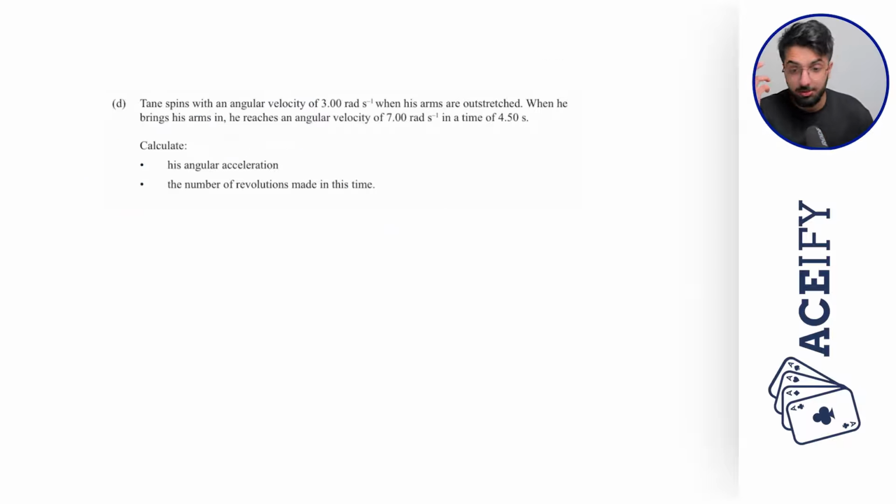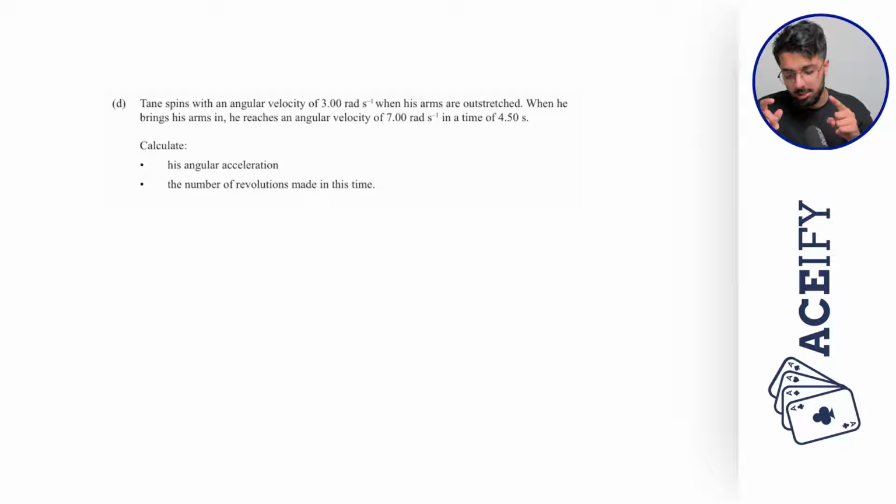Tane spins with an angular velocity of 3 radians per second when his arms are stretched out. When he brings his arms in, his angular velocity increases to 7 radians per second in a time of 4.5 seconds. Calculate his angular acceleration and the number of revolutions he has made in this time. So first of all, it's not stated in this, but we are assuming a constant angular acceleration. It's only if you do physics in university, let's say for engineering, is when you would look at a non-linear acceleration. But for all of NCEA physics, acceleration is constant, okay?